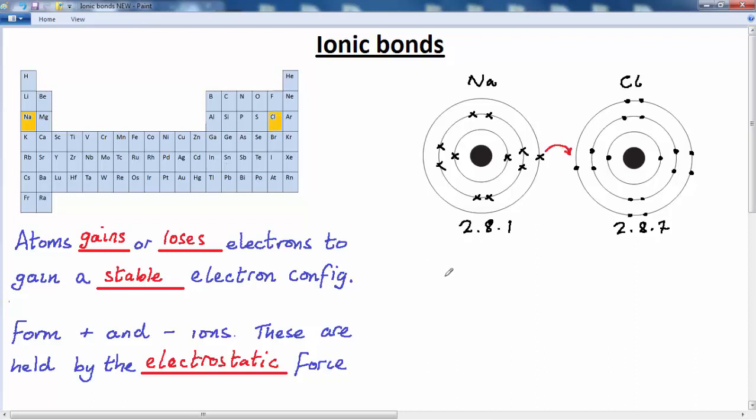Now this is quite an aggressive reaction. The sodium readily reacts with chlorine, producing this bright yellow flame, and of course sodium chloride will be formed as a result.